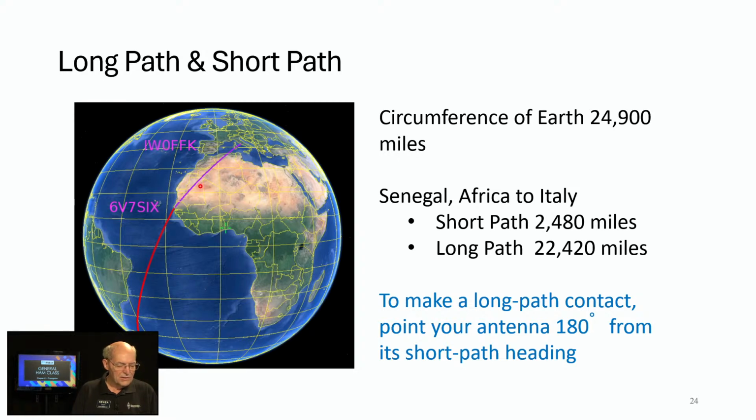So the person you're trying to talk to might be in the skip zone via short path, but would not be in the skip zone necessarily long path. So the key to remember, to make a long path contact, point your antenna 180 degrees from its short path heading. This is kind of a mind bender, but it really happens. So if the short path comes down, is in the skip zone, there'd be no communications.